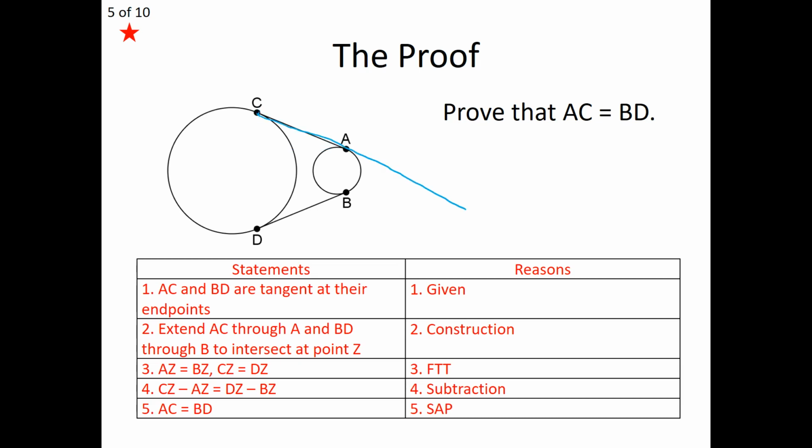And we do the exact same thing with our line segment BD. Let's extend our line through point B. These two segments will in fact intersect. Let's call that intersection point Z. Okay, so in our proof, that's what our construction says. Extend AC through A and BD through B to intersect at point Z.